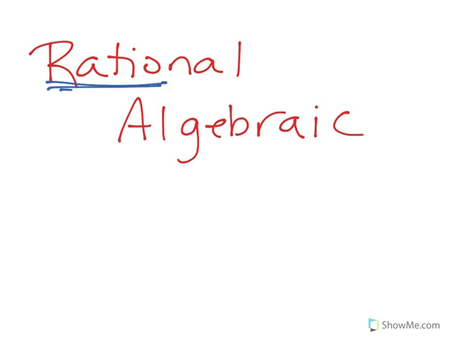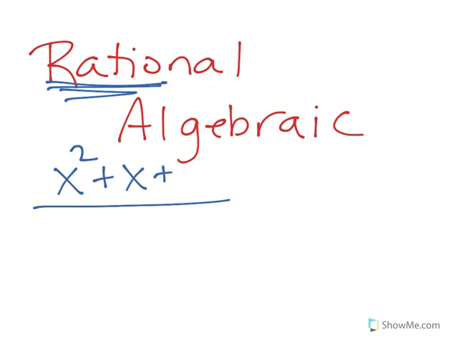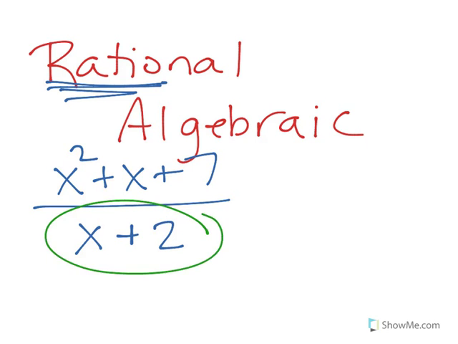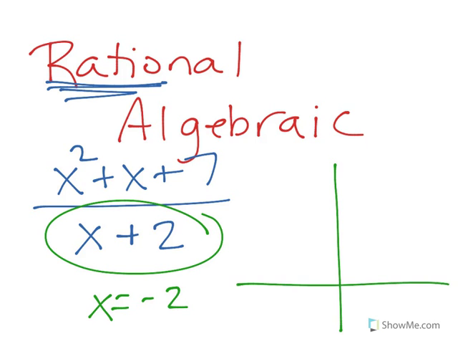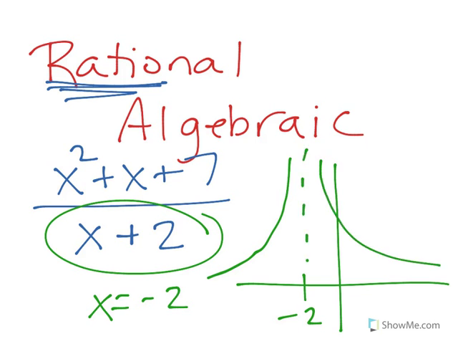A rational algebraic equation is going to have a ratio in it. It's going to be one polynomial over another polynomial. And rational algebraic equations can have breaks in them whenever the bottom is 0. So when x is equal to negative 2, this rational algebraic equation would have a break in it. So it might look like that.